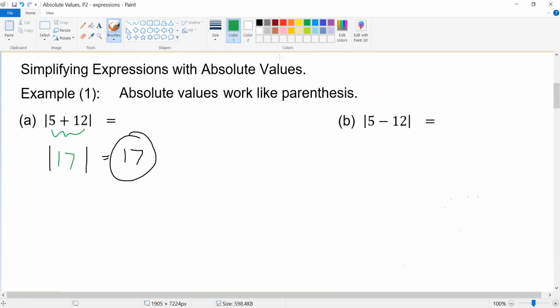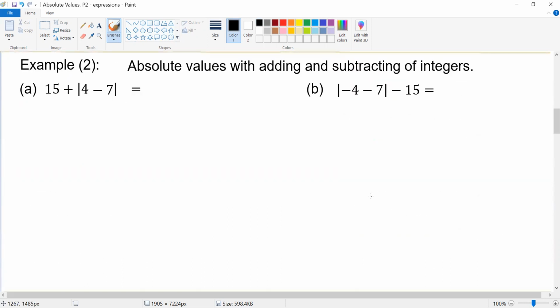In example 1b, we again take care of the things inside the absolute values. We have 5 minus 12, which gives us negative 7. Then we bring down the absolute value bars. What's the absolute value of negative 7? Remind ourselves that absolute values are just positive distances. So we end with the answer of positive 7. On to our next problem.